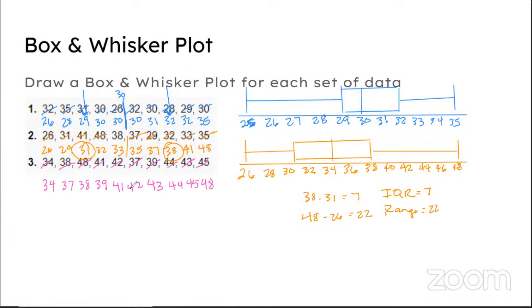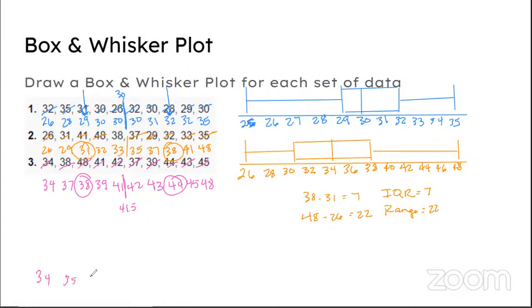1, 2, 3, 4, 5. So right there, so 41.5 is my median. 38 is my quartile 1, 44 is my quartile 3. So I'm going to need some line that's between 34 and 48, so about 14 long. Let's see if we can do that.